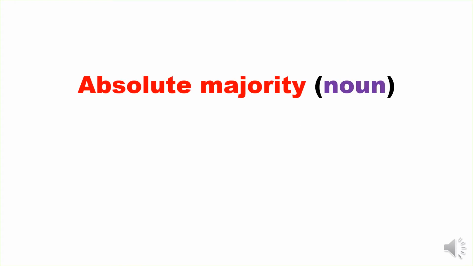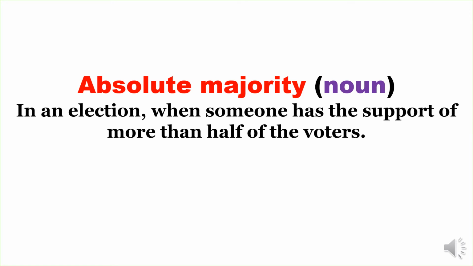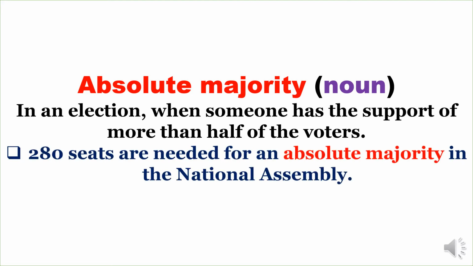The first key term is absolute majority. In an election, when someone has the support of more than half of the voters, then we use the specific term absolute majority. Look at this example. 280 seats are needed for an absolute majority in the National Assembly.